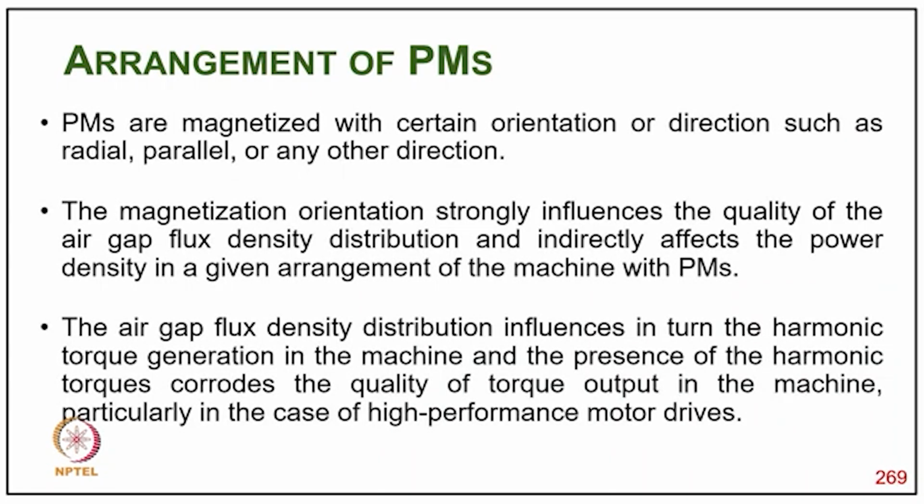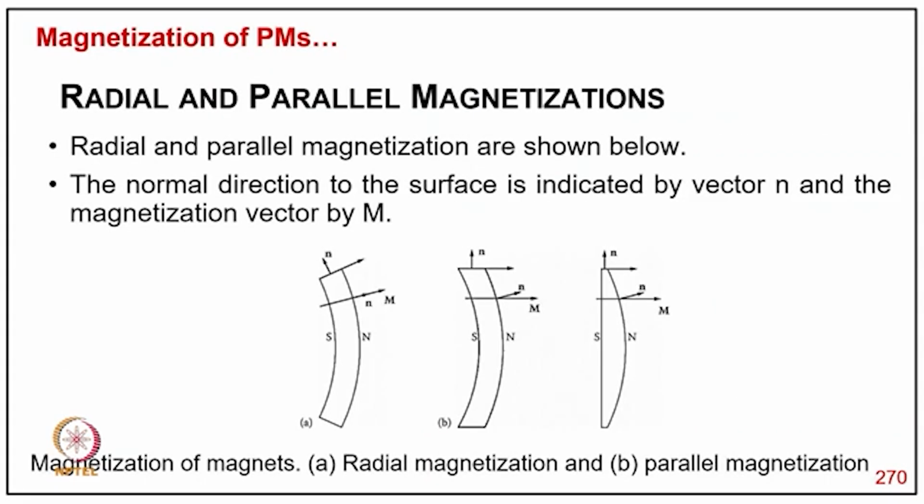So magnets are magnetized with a certain constant orientation or direction, such as radial, parallel, or any other direction. Magnetization and orientation strongly influence the quality of the air gap flux density distribution and indirectly affect the power density in the given arrangement of the machine. The air gap flux density distribution further influences the harmonic torque generation in the machine, and the presence of harmonic torque corresponds to the quality of torque output in the machine, particularly in the case of high performance motor drives.